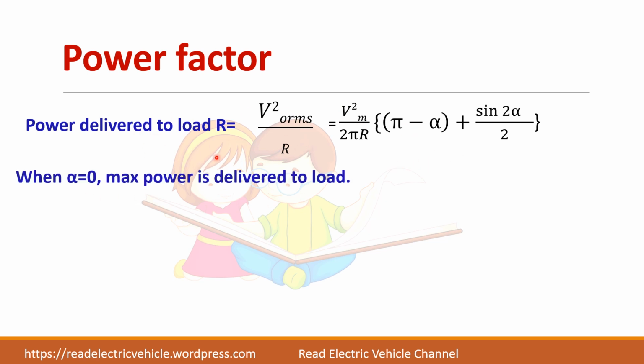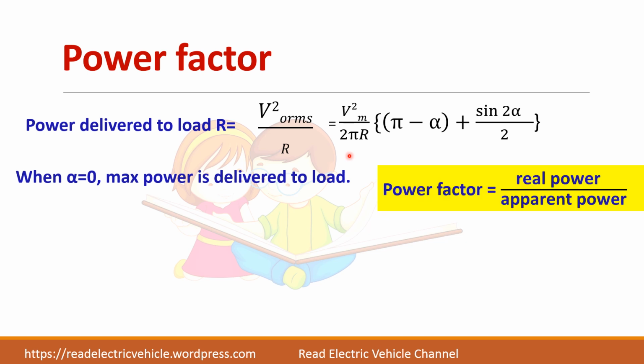So what will be the maximum power delivered to the load? When alpha is equal to 0, you will get the maximum power. So when it is 0, you will get Vm square by, so this term becomes 0, this one 0, pi gets cancelled, we will get Vm square by 2R.